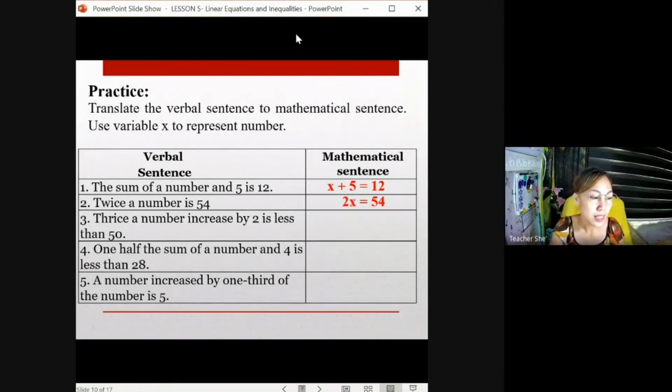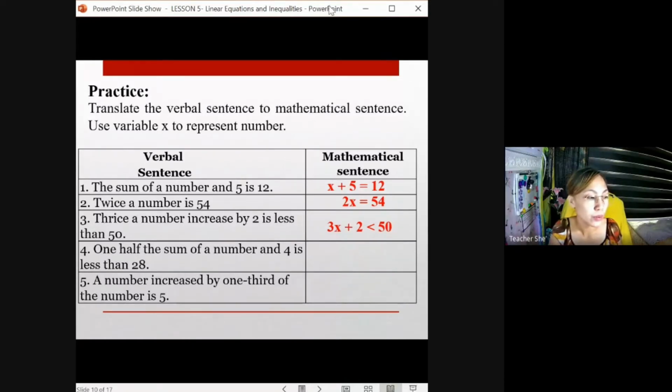Number 3. Thrice a number increased by 2 is less than 50. From the words less than, obviously it is an inequality. Thrice a number, that is 3 times a number, and increased means addition. Those are the key words. So thrice a number increased by 2 is less than 50. The correct answer is 3x plus 2 is less than 50.